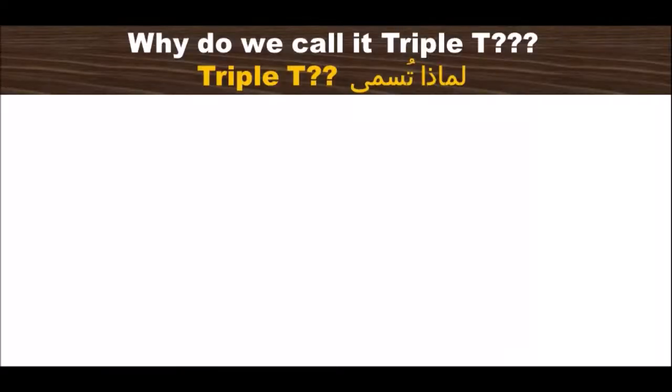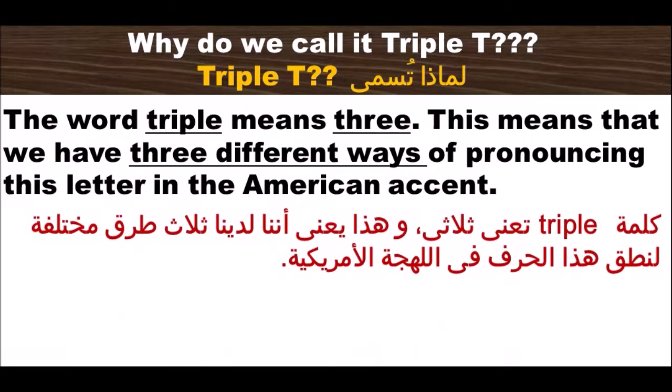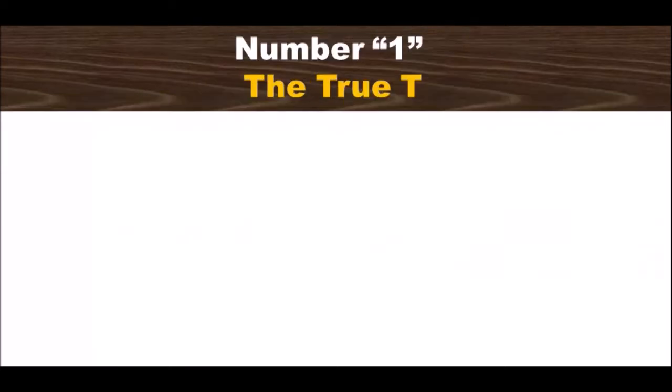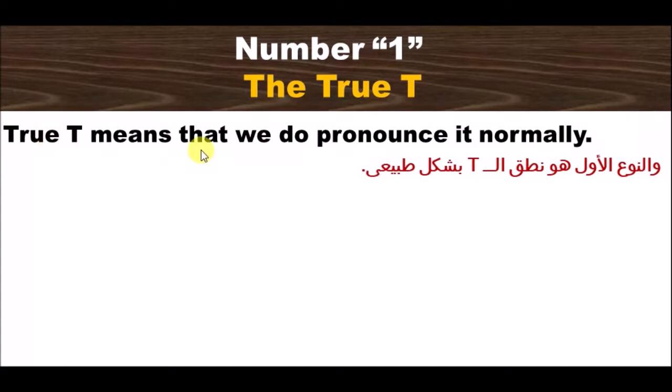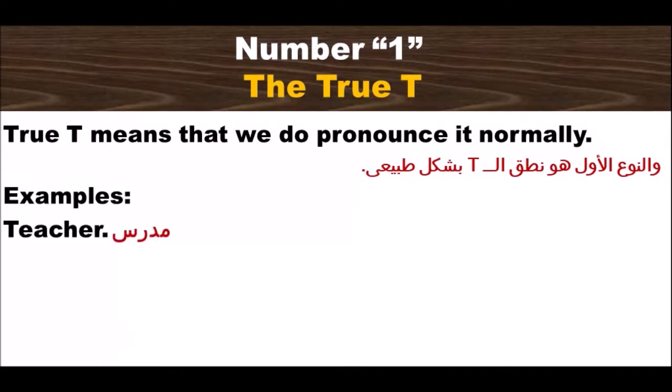My lovely people everywhere, I would like to start this video by asking myself this question. Why do we call it triple T? The word triple means three. This means that we have three different ways of pronouncing this letter in the American accent. Number one, the true T. True T means that we do pronounce it normally. We don't change it. Let's take some examples.